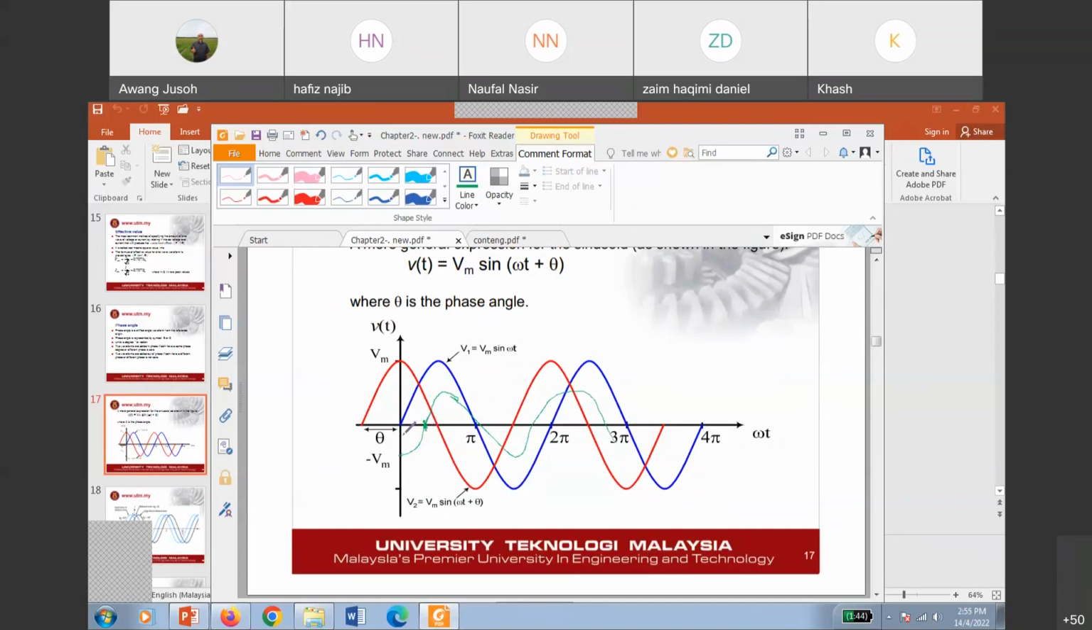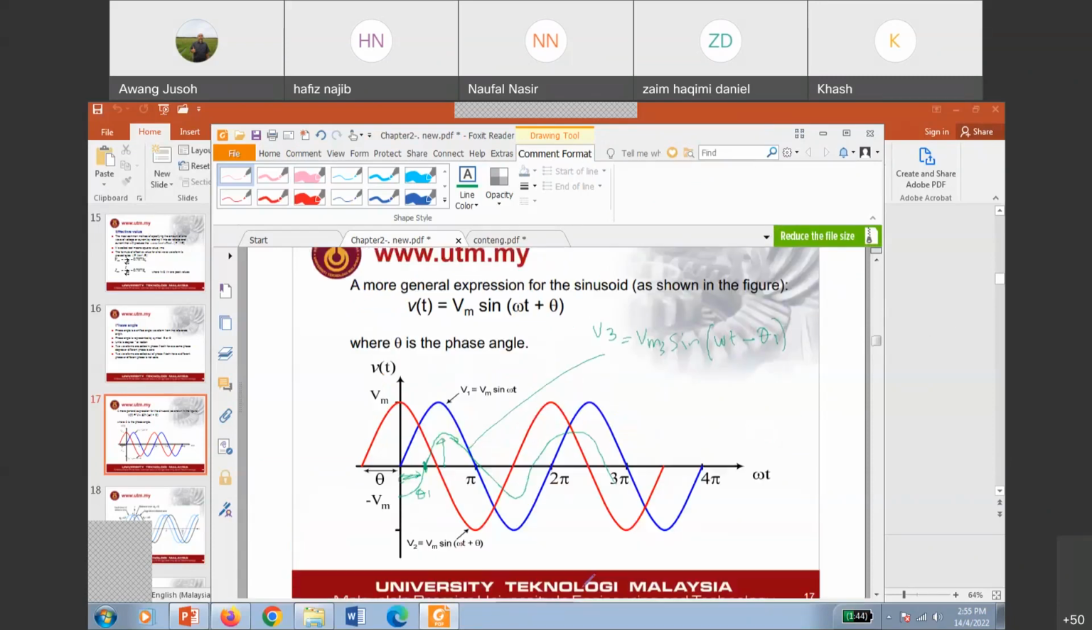Di angle ni, angle apa ni? You can put any angle lah. Let's say theta 1, for example. So this waveform, we say V3 lah. V3 equal to V max 3. Why? Because the peak value is different from before. We make V max 3 sine omega t minus theta 1. Itu cara nak write down the equation of particular waveform lah.